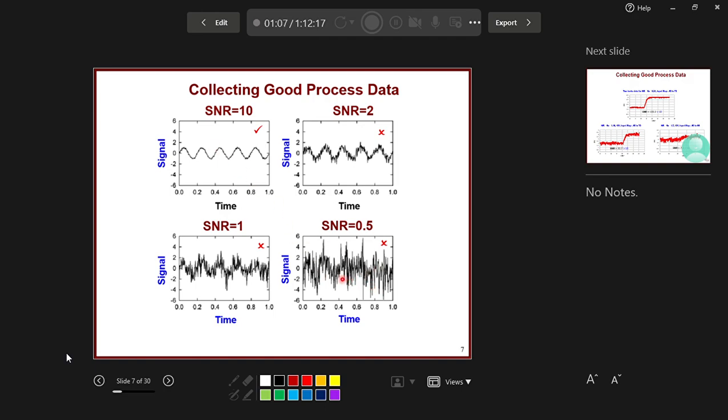Okay, so this is the effect of the signal to noise ratio. Now, when you collect the data, make sure that you have an SNR of more than 10. Let's have a few more examples in the next slide.